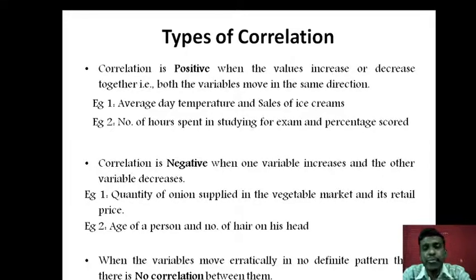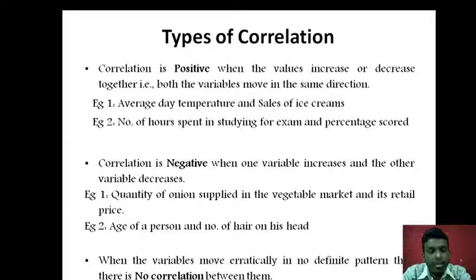Then the second type of correlation that we are studying today is negative correlation. Sometimes one variable may move up and at the same time the other variable may move down. That is, both the variables are moving in opposite direction. If such a scenario occurs, then this is known as negative correlation. Correlation is negative when one variable increases and the other variable decreases.